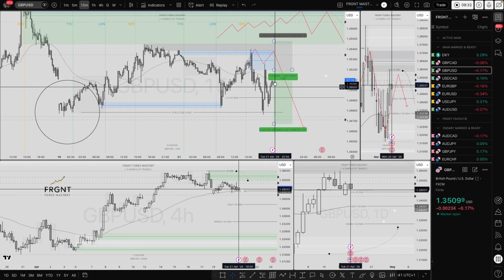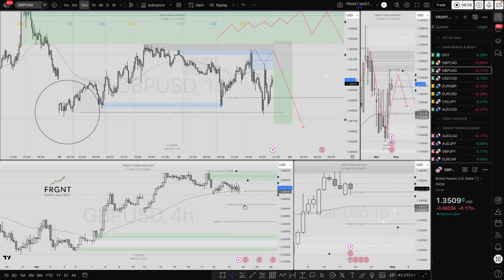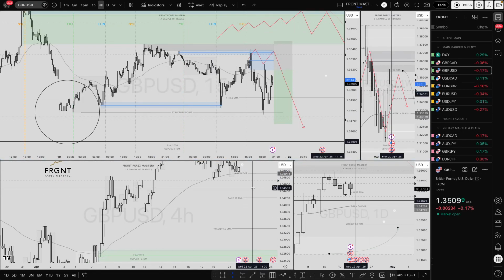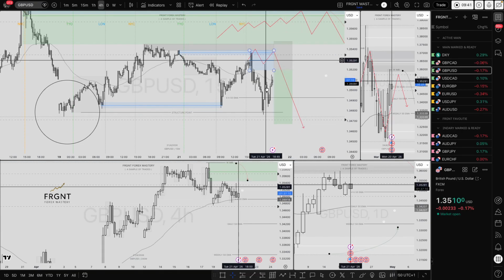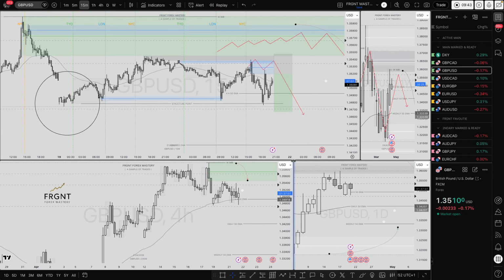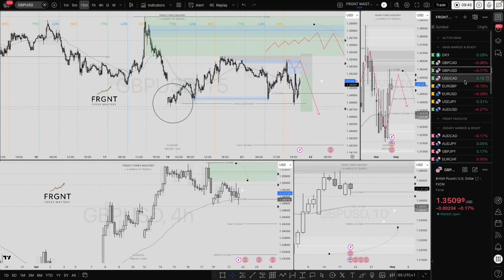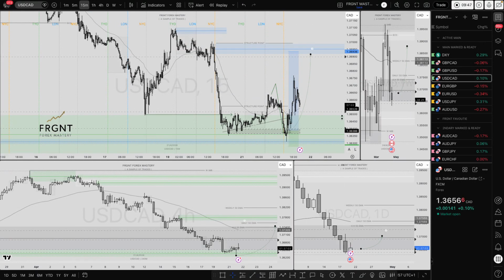I would then be trending back down into that 4-hour 50 EMA within the same 4-hour candle whereby price has already rejected it. So it wasn't looking good to take this short position. However, what I did take was US dollar CAD longs.